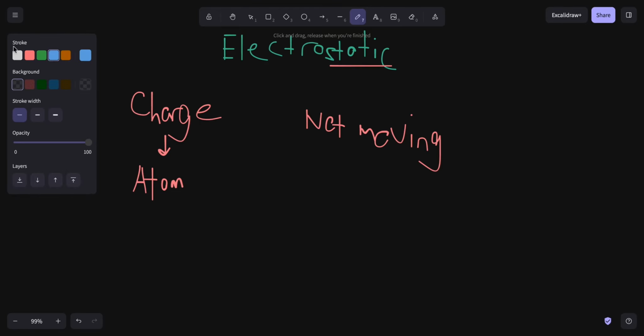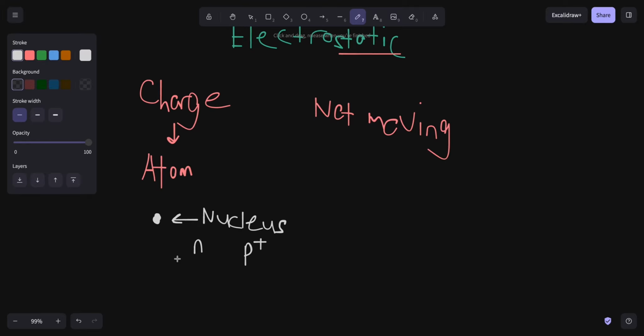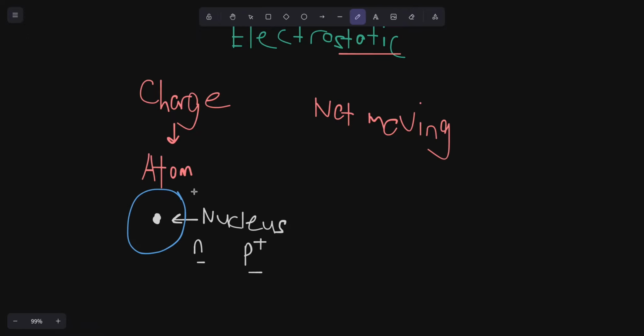In an atom, you have the nucleus, and the nucleus is composed of neutrons, which I'll put an N for here, and protons, which I'll put a P and a plus for here. Protons are positively charged, neutrons are neutral. And orbiting the nucleus, there are going to be electrons, which are negatively charged. So that's basically the basic model of the atom.